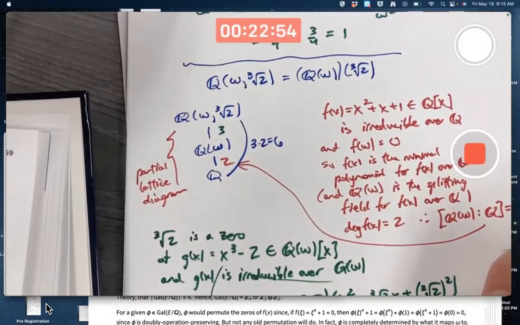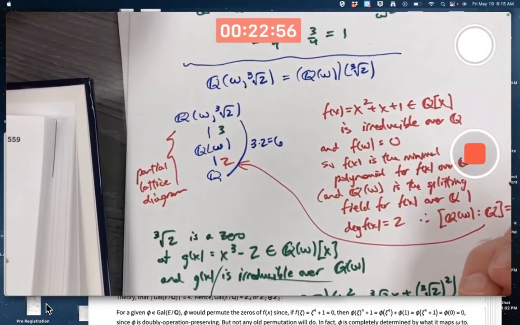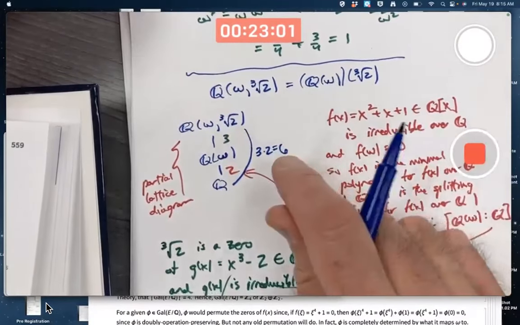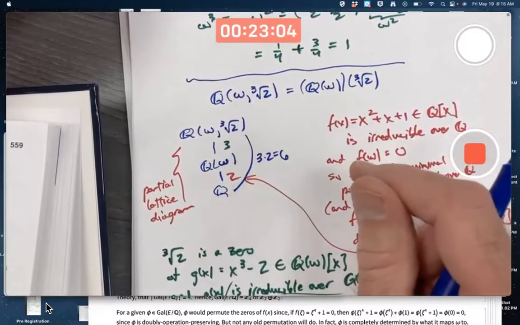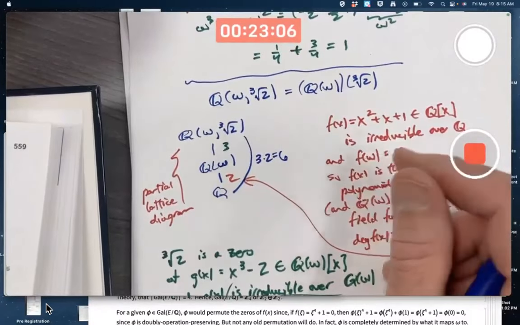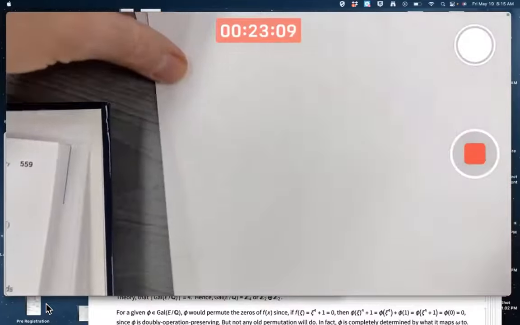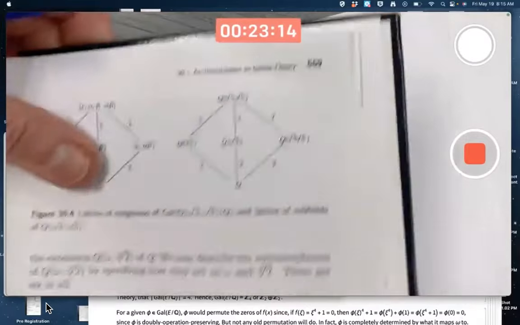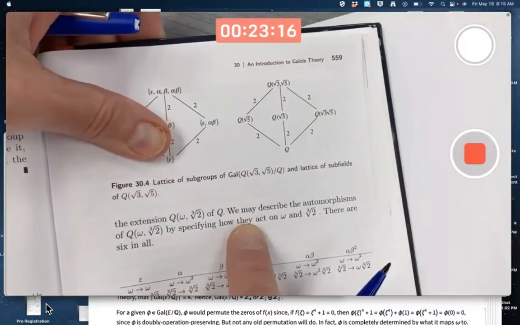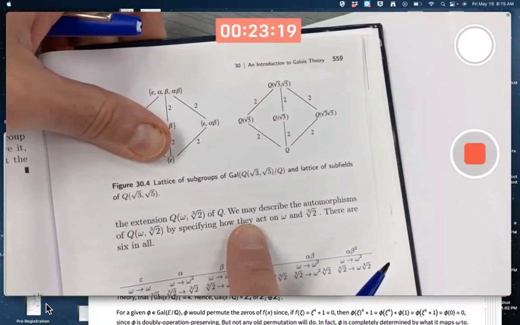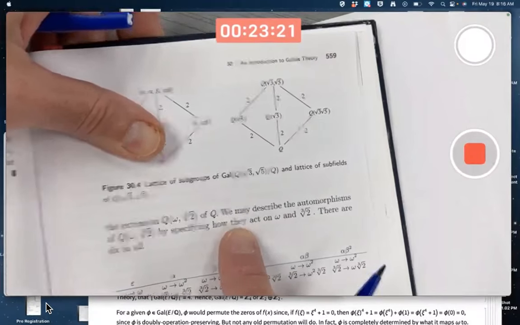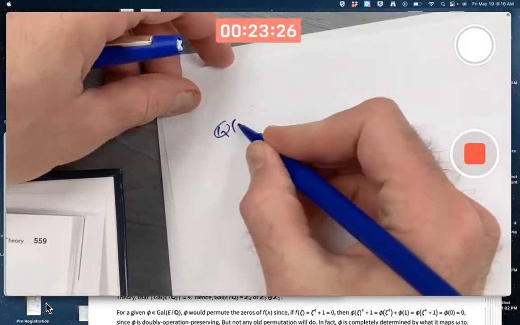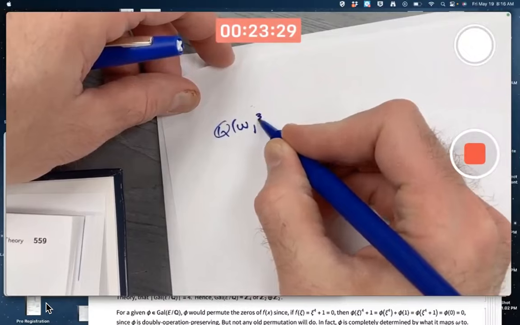Which would mean what? It would mean we could write everything in this field as a linear combination of 6 basis elements. What are those basis elements? It's a very long-winded explanation of this comment here, isn't it? But I think good, because it's reviewing things we've been learning. Q of omega, Q root of 2.